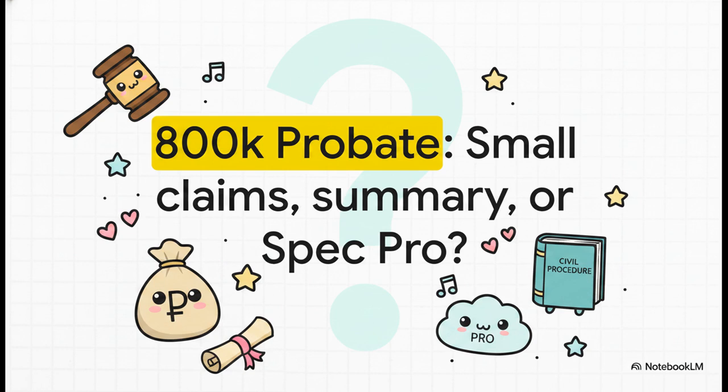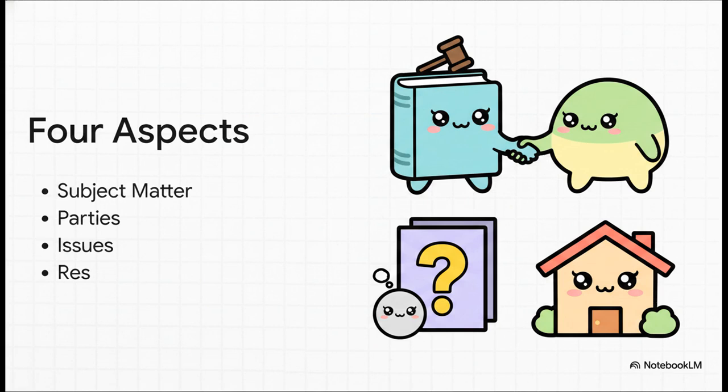Now, that 800,000 figure totally looks like a trap designed to push you towards small claims, right? But the actual answer is special procedures. Because it's the probate of an estate, it completely bypasses the small claims and summary procedure rules regardless of that peso amount. This is exactly the kind of issue spotting you've got to master. And that brings us to what jurisdiction actually is.